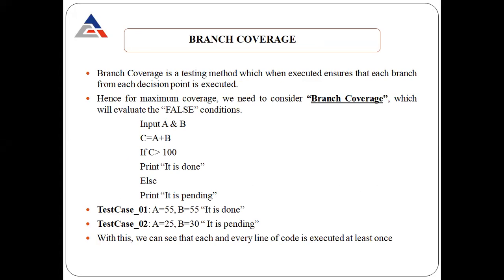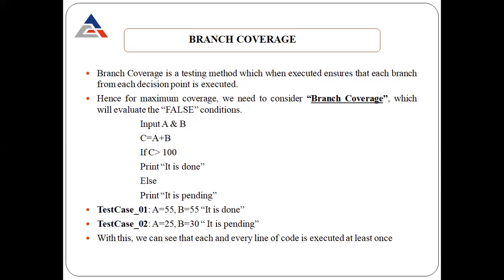Second is that I go for a condition that gives me the false, activating the false condition. So again, I take the input of A as 25 and B as 30, so C becomes, you can say, 55. So 55 is less than 100. So if the value of C is less than 100, yes, there is some operation that is being performed if the value is untrue. So the value is false over here in this case. It means I will get the output that it is pending.